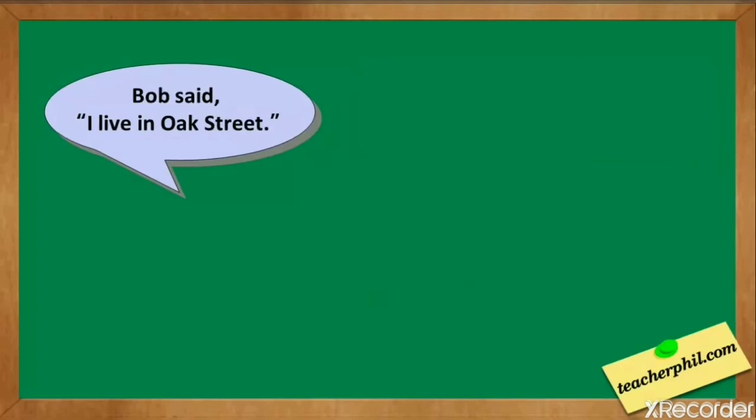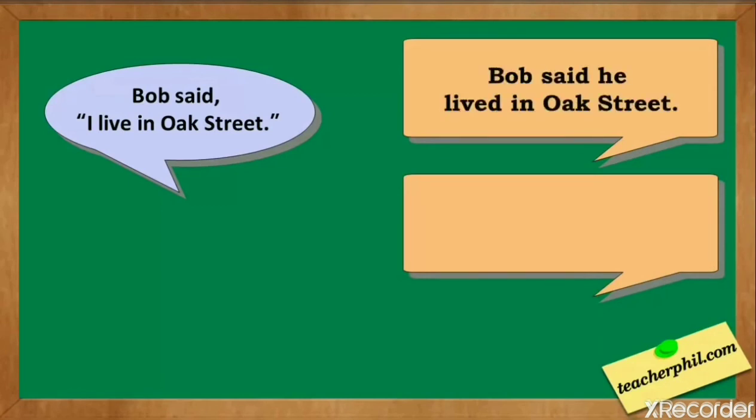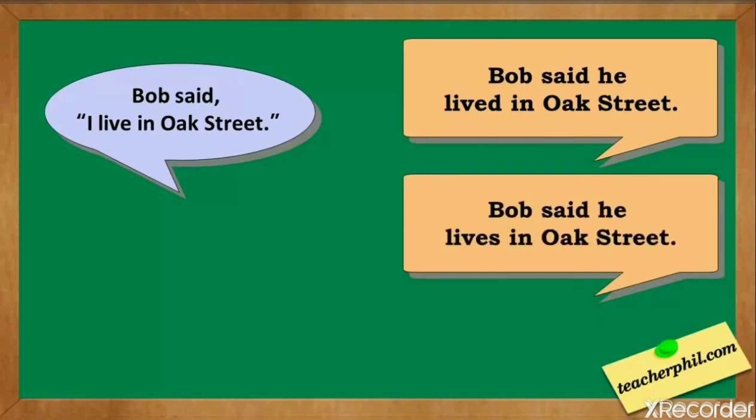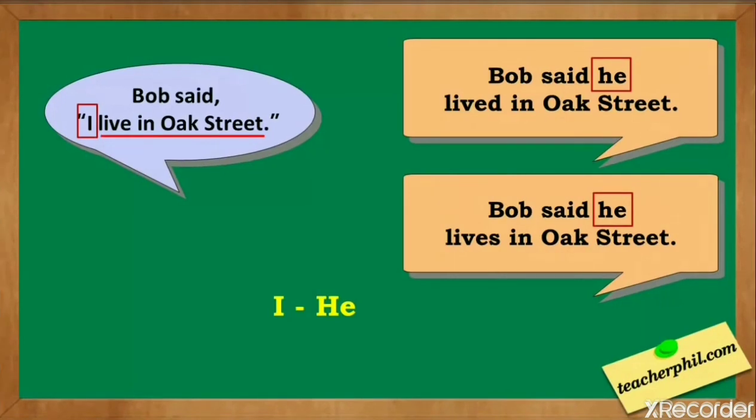The third one, Bob said I live in Oak Street. There are two answers for this. What could it be? The first one, Bob said he lived in Oak Street. The second one, Bob said he lives in Oak Street. The pronoun I was changed into he, while the sentence I live in Oak Street could still be true. That's why we could use the same tense, or we can move back a tense.